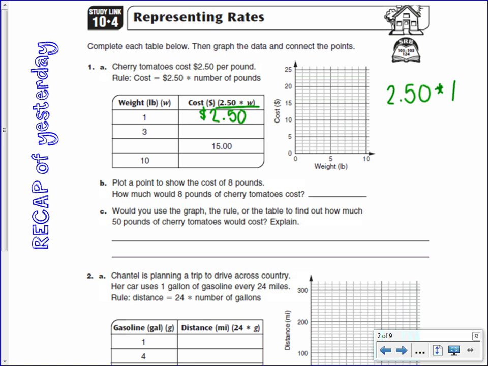Half of you couldn't tell me what W was in the situation, so we probably need to go over it again. So we still have the same equation. We're not changing the equation. It's still $2.50 times W. But what is our W in this case now, what we're trying to figure out? 3. It's 3. $2.50 times 3 is $7.50.